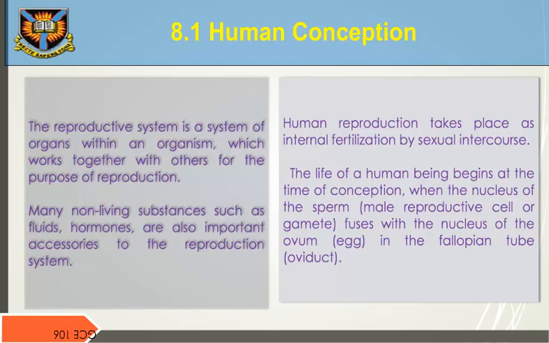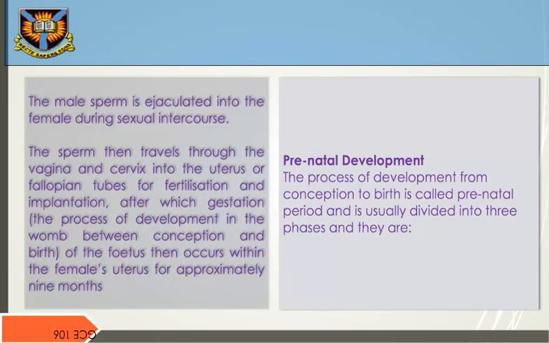The life of a human being begins at the time of conception, when the nucleus of the sperm, the male reproductive cell or gamete, fuses with the nucleus of the ovum, the egg, in the fallopian tube or oviduct. The male sperm is ejaculated into the female during sexual intercourse. The sperm then travels through the vagina and cervix into the uterus or fallopian tubes for fertilization and implantation, after which gestation, the process of development of the womb between conception and birth of the fetus, then occurs within the female's uterus for approximately 9 months.